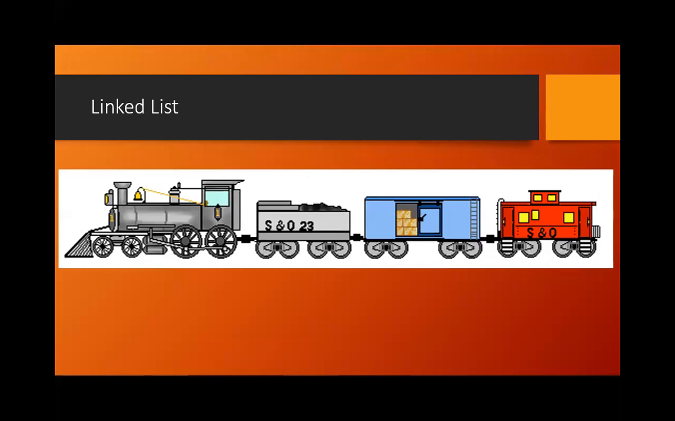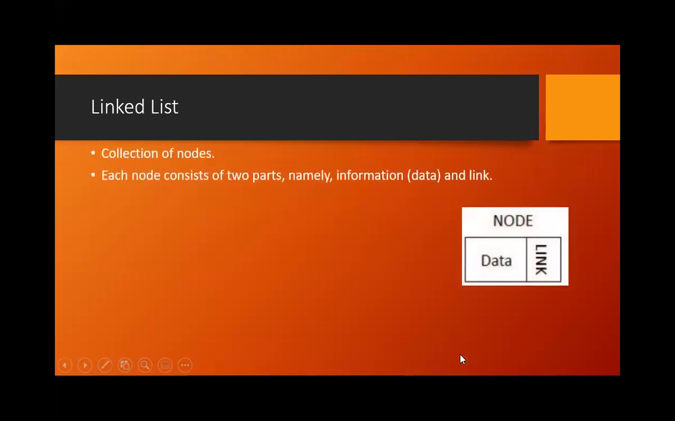Now, each of these bogies are what? The data. Each of these bogies are data. And how are they connected? Through a link between them. This is also data, and they are connected by a link. So linked list means this. It is a collection of nodes.